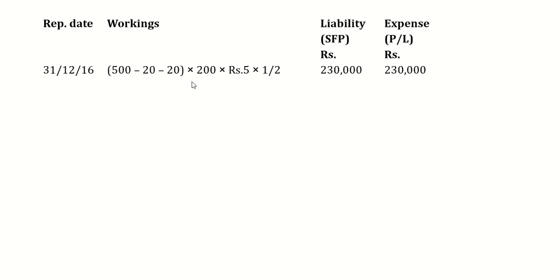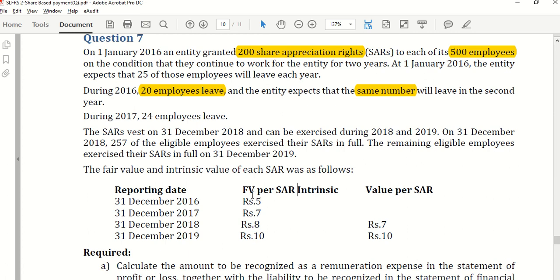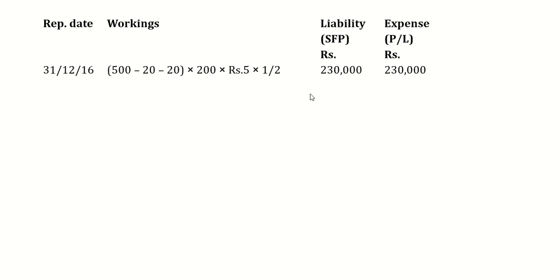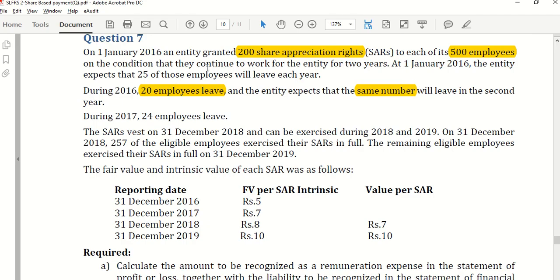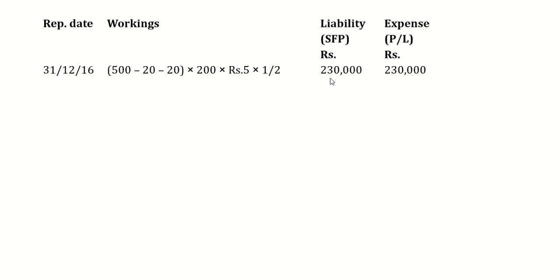Each will get 200 share options, multiplied by the fair value at the reporting date, which is 5. The vesting period is how many years? 2 years, so you divide the expense by 2. Debit 230,000 to the expense and credit liability 230,000.